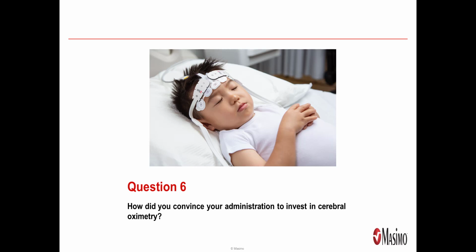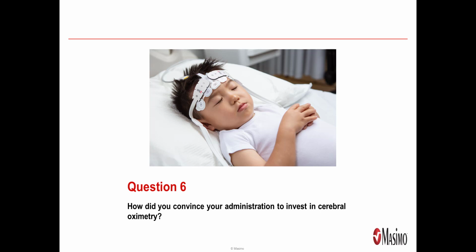How did you convince your administration to invest in cerebral oximetry? In terms of overall outcome, it's very difficult because there are so many factors that will affect good or bad outcome in our patients that it's hard to say this was really the important factor. But at the Heart Institute, modalities like brain oximetry and EEG, we use them routinely in all our patients.